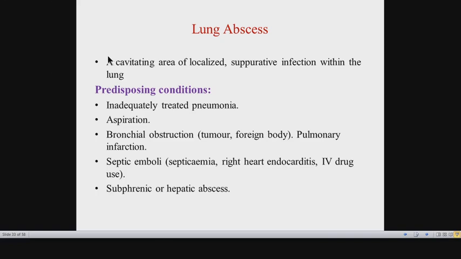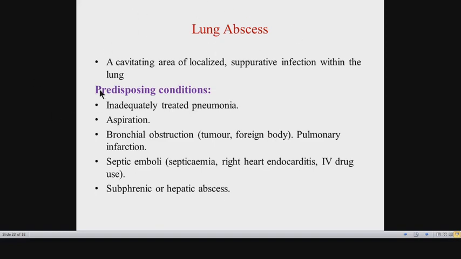So we'll continue our discussion of respiratory tract infections. After talking about pneumonia in general, now we will talk about lung abscess. Lung abscess is actually one of the complications of pneumonia. Lung abscess can be defined as a cavitating area of localized suppurative infection within the lung. And there are a lot of predisposing conditions which can result in lung abscess.